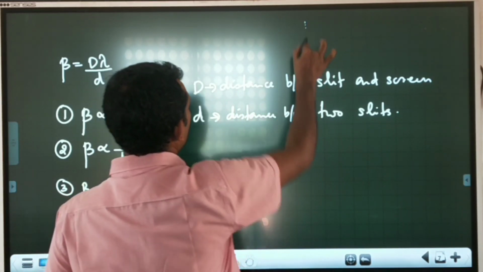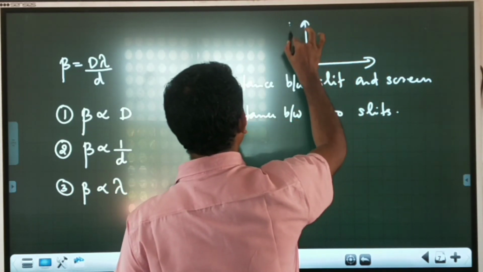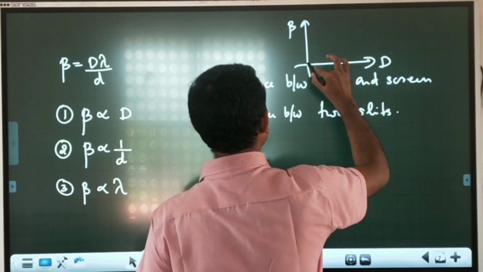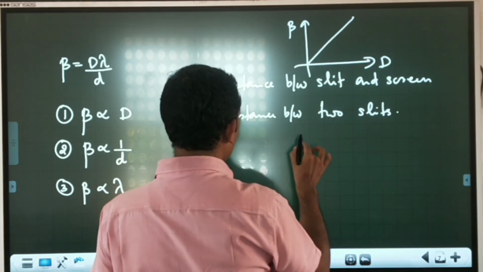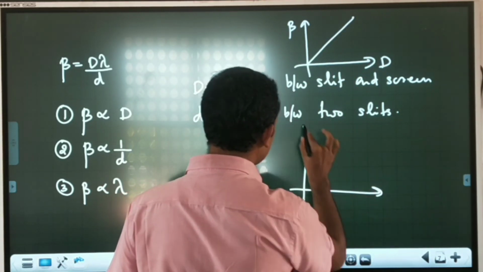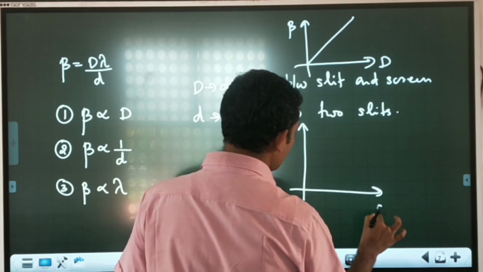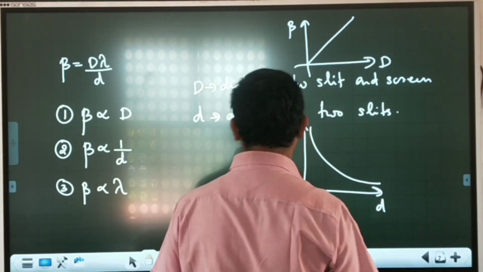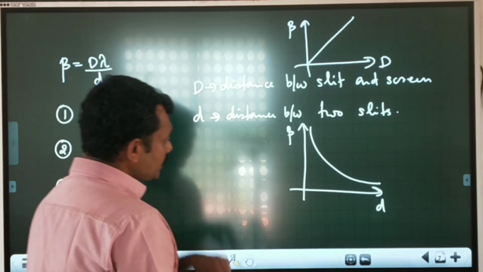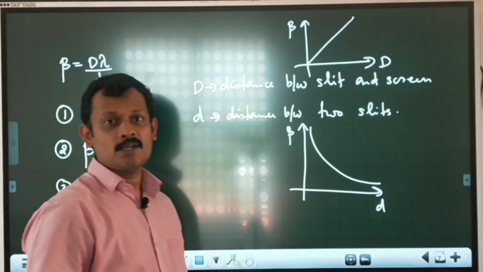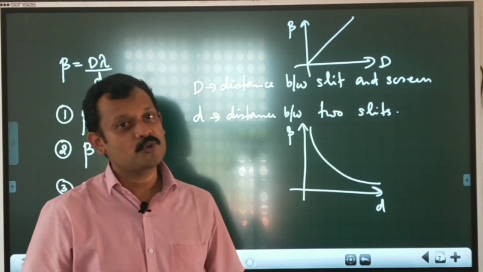So if I plot a graph between beta and capital D, the shape of the graph is a straight line. If I plot a graph between beta and small d, the shape of the graph is a rectangular hyperbola. So you have to understand this thing. Okay, so that's what is for today's video.